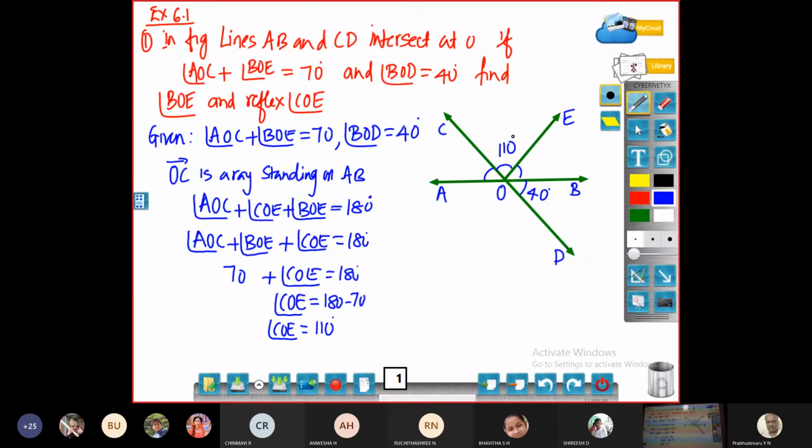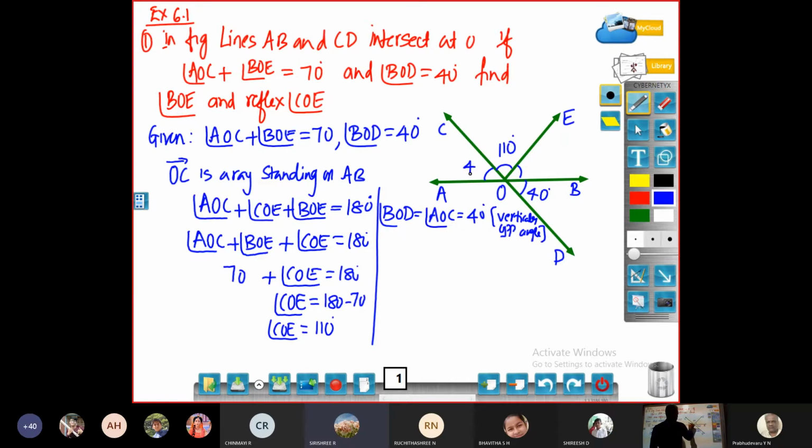Okay. And also you can write here another important piece of information. BOD and AOC are equal. Angle BOD and angle AOC are both equal to 40 degrees. You can write vertically opposite angles. Here we got AOC also 40 degrees.